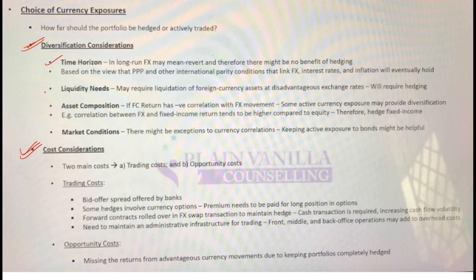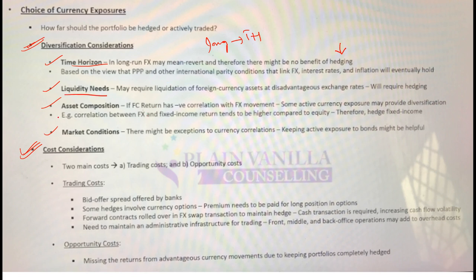What are diversification considerations? Diversification considerations can include time horizon, liquidity needs, asset composition, and market condition. And what do we mean by that? If you have a long time horizon, then generally the assumption is that currency will mean revert. And if you think over that time horizon currency will mean revert, then there is no benefit of hedging. And if there is no benefit of hedging, there is no point investing amount into hedging or incurring hedging cost. So in a long term time horizon, you generally do not want to hedge, or want to reduce the hedging portion, or want to actively manage.